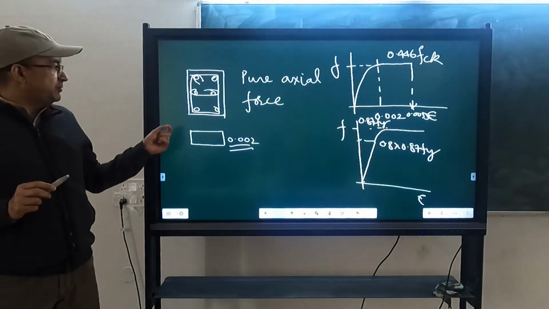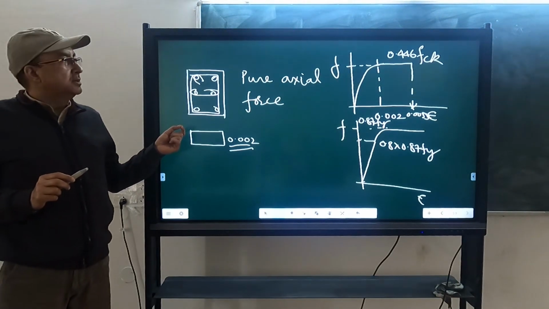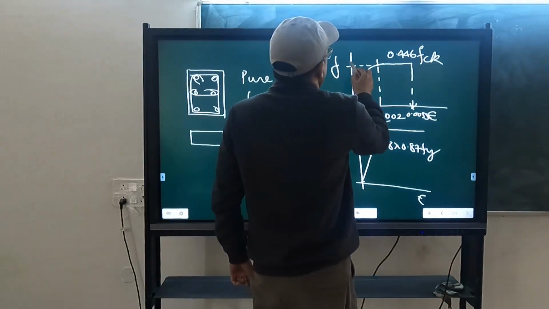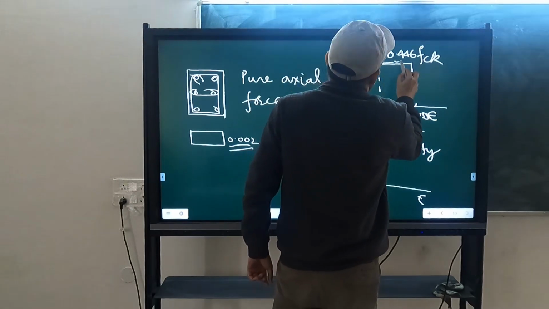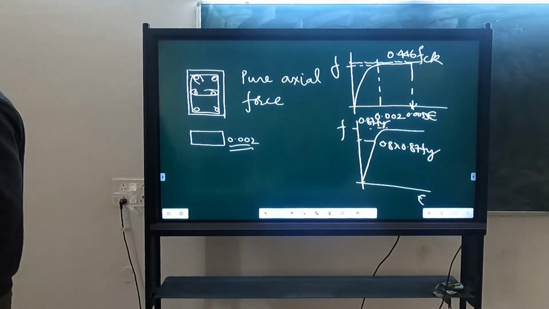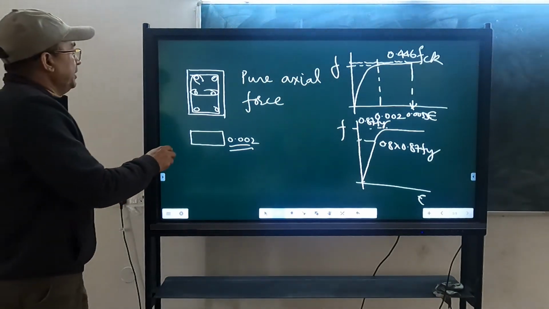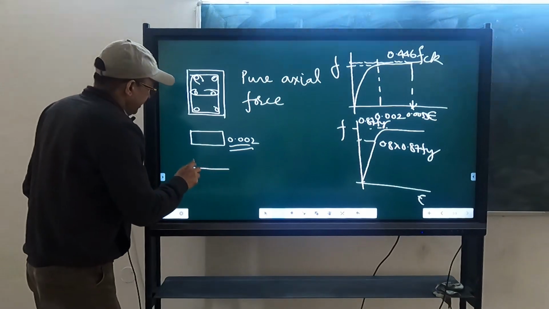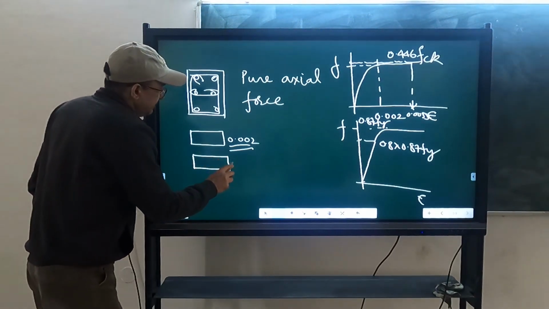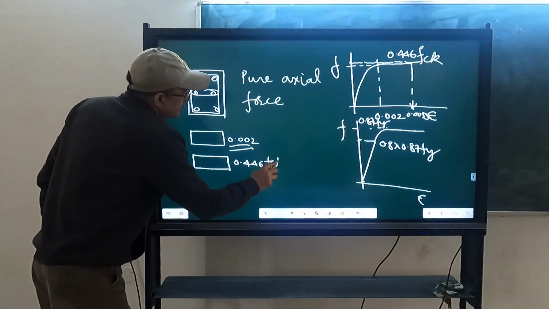And if you increase the force a little bit, what will happen? It will fail, because the concrete is not going to take it. If you try to increase the stresses here, it can't take them. It will go on crushing, and it will fail. So here you can draw the stress diagram, which in concrete will be 0.446 fck.